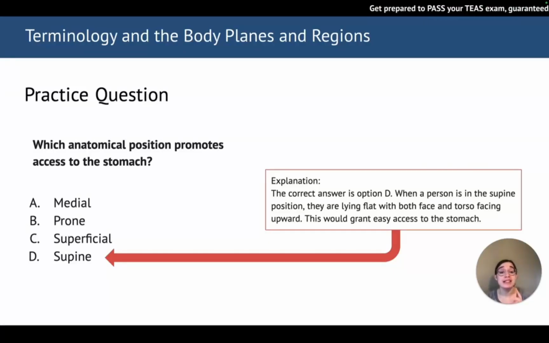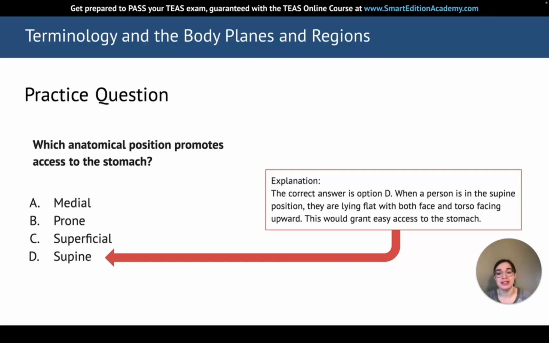Both their face and their torso are facing upward. So if you picture a person in this position, yes, that does grant easy access to the stomach. In contrast, if a person were lying in the prone position, they would be lying face down. So their back would be facing upward, and it would be hard to access their stomachs this way. So that answer cannot be correct.